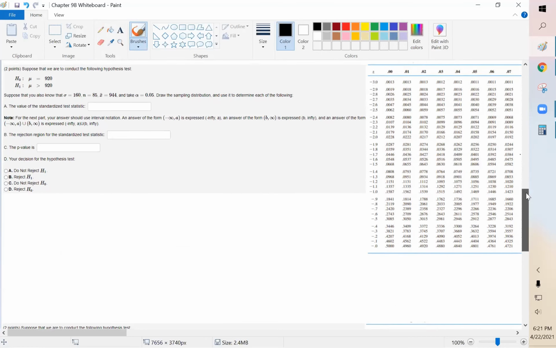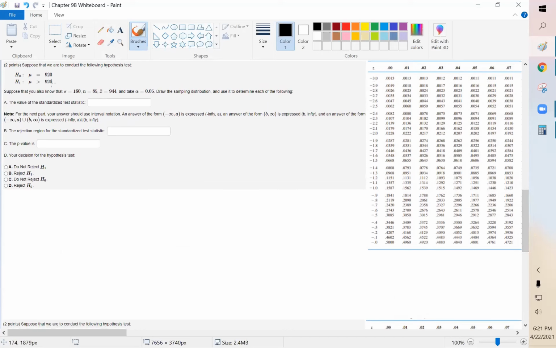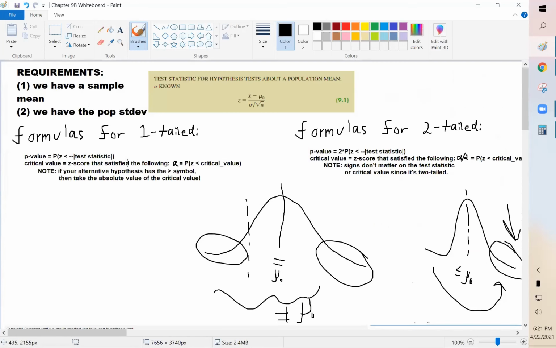So let's go with our next one, 920 and 920. Like with before, we have our standard deviation of 160, and we know it. That's our population standard deviation. And we have our sample mean. So therefore, we will be able to use our formula from up here.